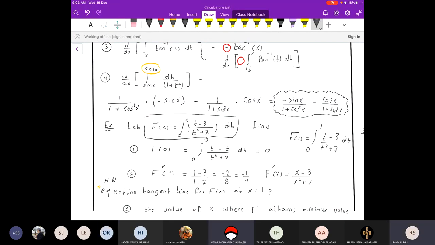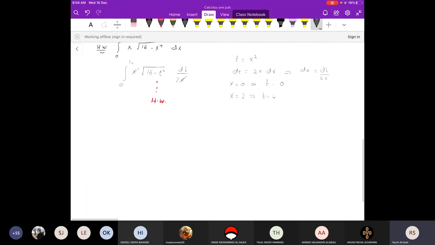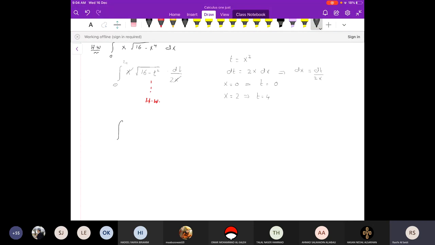Completing the square? Why completing the square? No need. Why did you think of completing the square? There is no t in the denominator. Let me write the integral here: the integral from 0 to 1 of t minus 3 over t square plus 7 dt. You have 2 minutes, I want everyone to answer. How can you evaluate this integral?